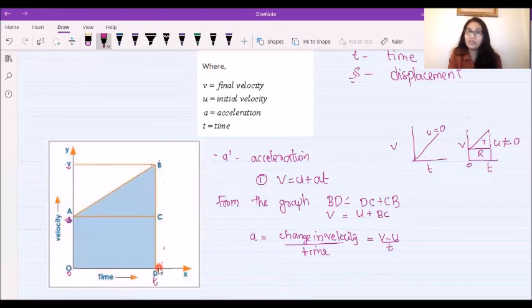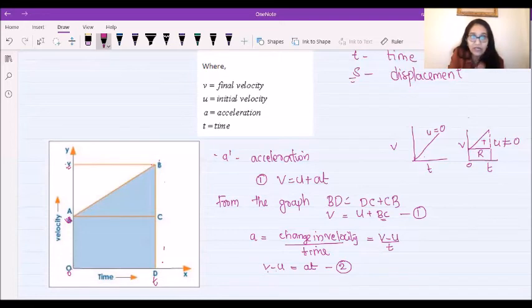So what is v minus u? V minus u is equal to a into t. Suppose this one is taken as equation number 1, and this one as equation number 2. So v minus u is equal to at. Now, we don't know what BC is.